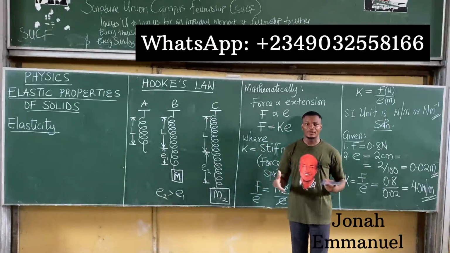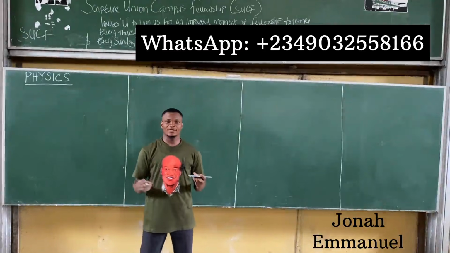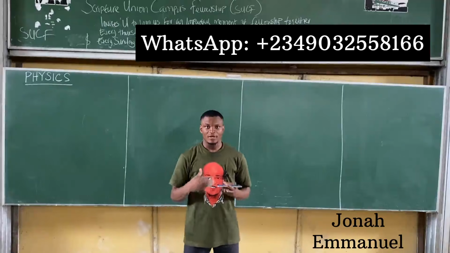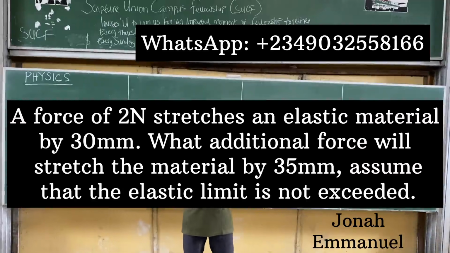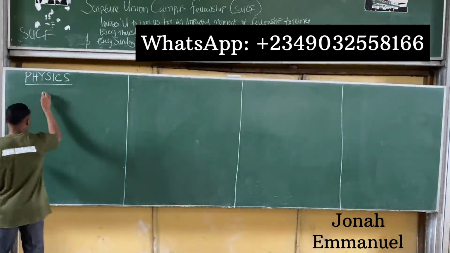Let's take another example. All right, so let's consider this next example. This question says a force of 2 Newton stretches an elastic material by 30 millimeters. What additional force will stretch the material 35 millimeters? Assume that the elastic limit is not exceeded. All right, let's get this done. Solution here.